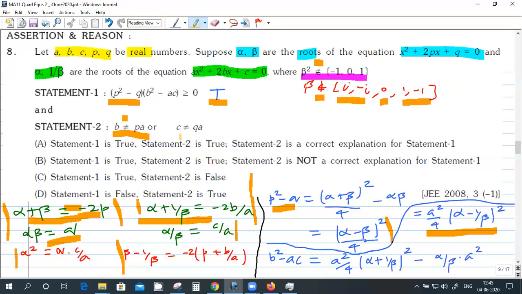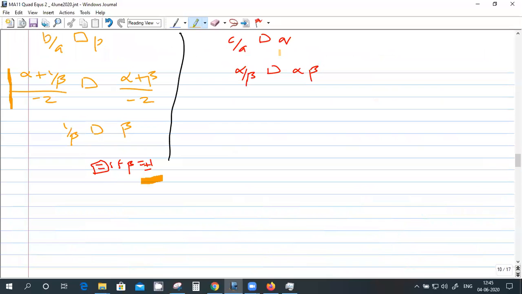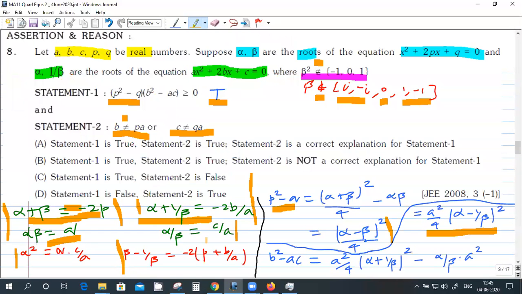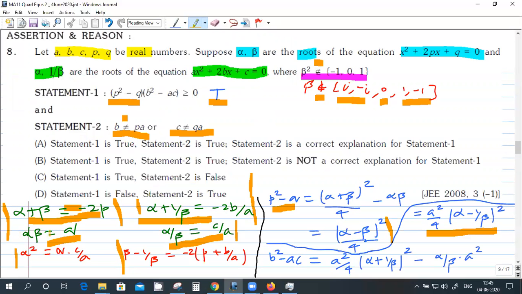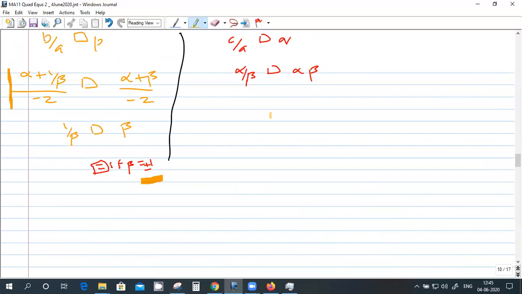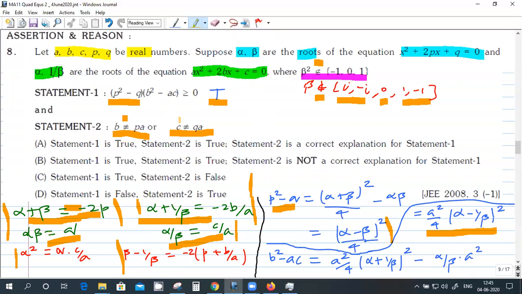Okay, now I relate C by A and then Q for the second one. So C by A and Q. C by A is alpha by beta. Okay, and Q is alpha by beta. Again, I have to relate 1 by beta and beta, which is same as this one. So this cannot be equal. So not equal to is true. Okay, so this statement is also true.